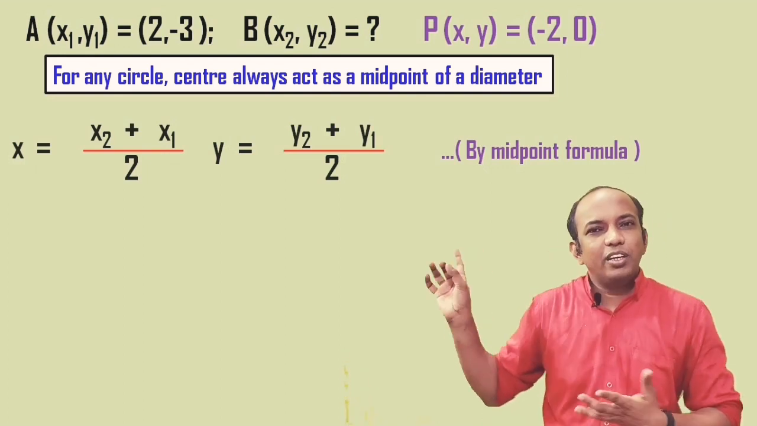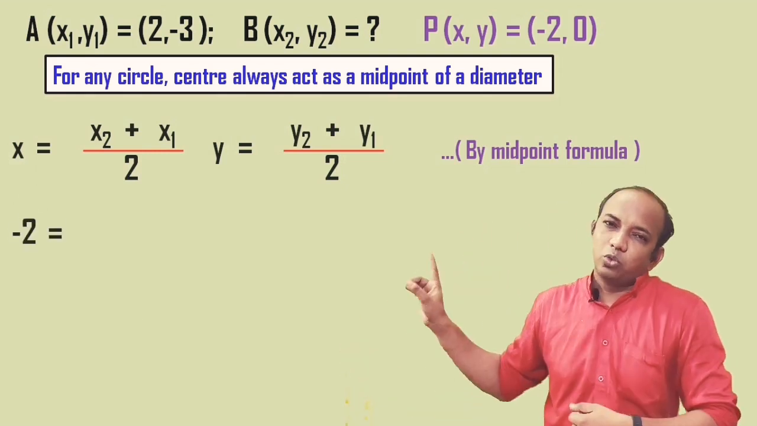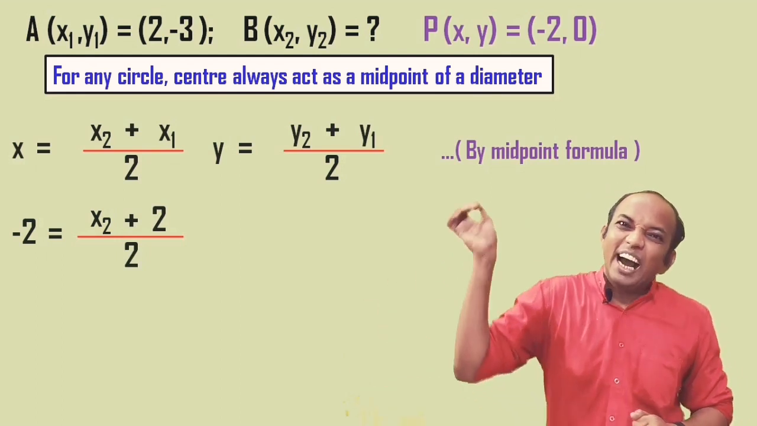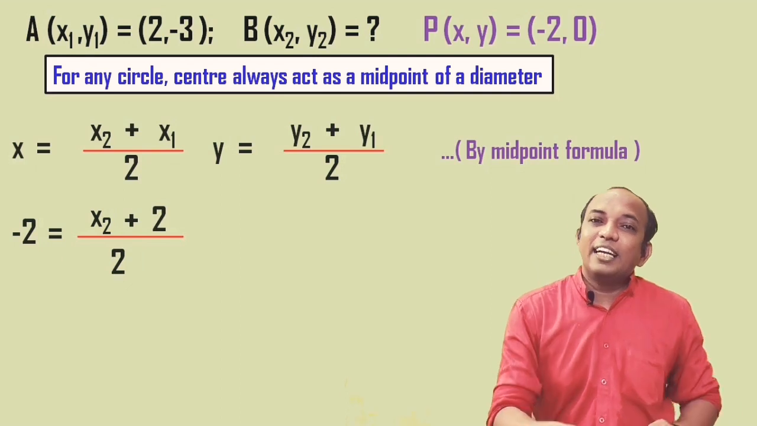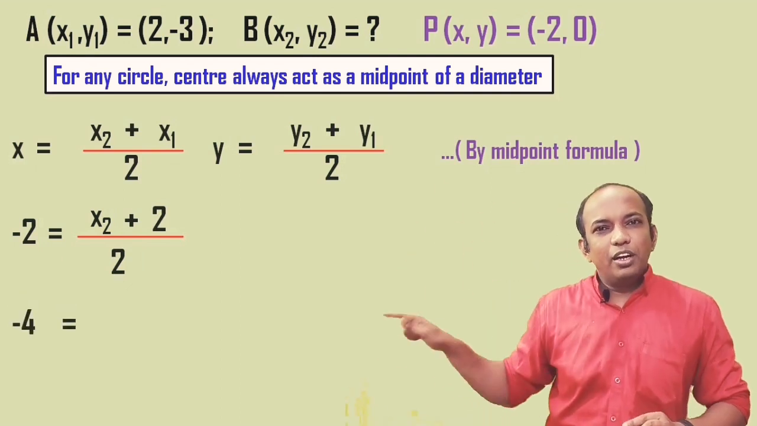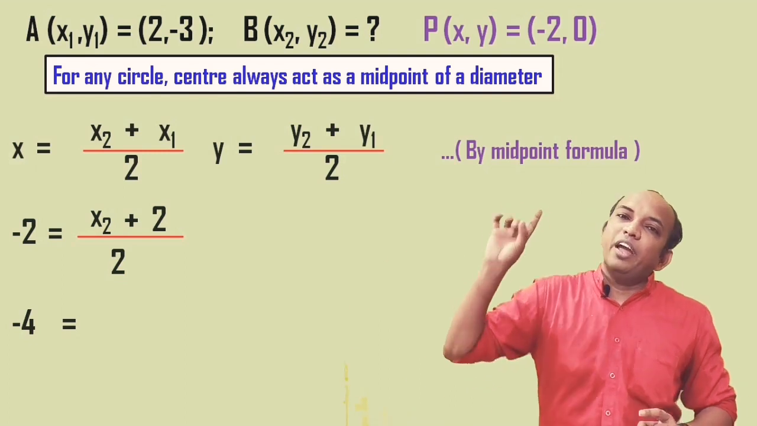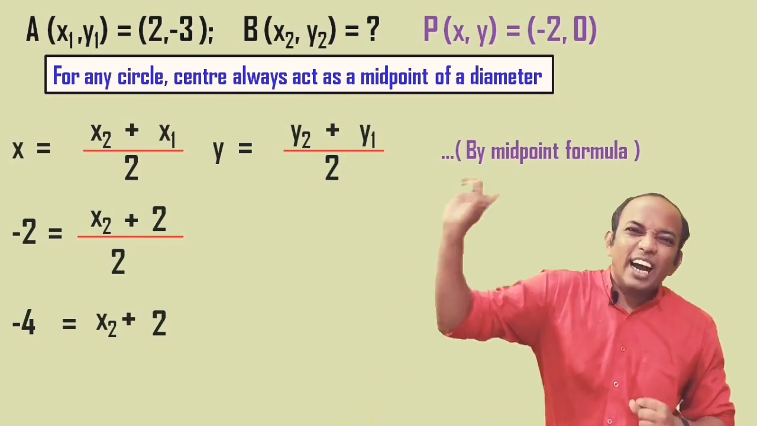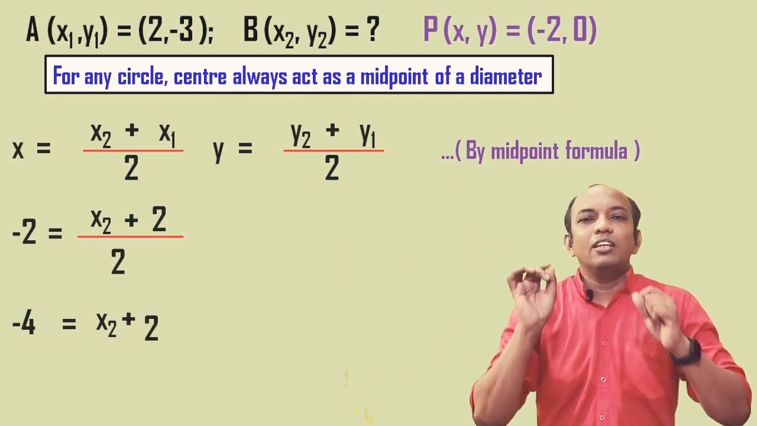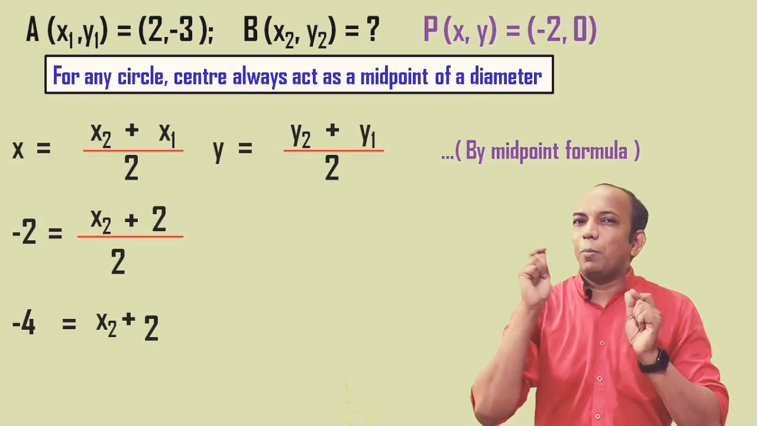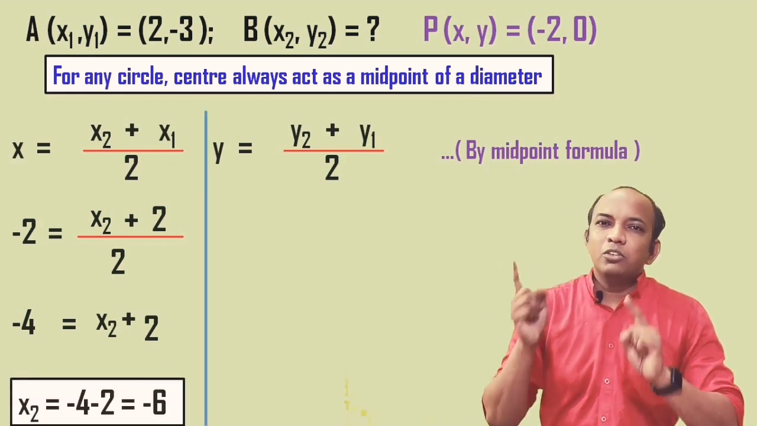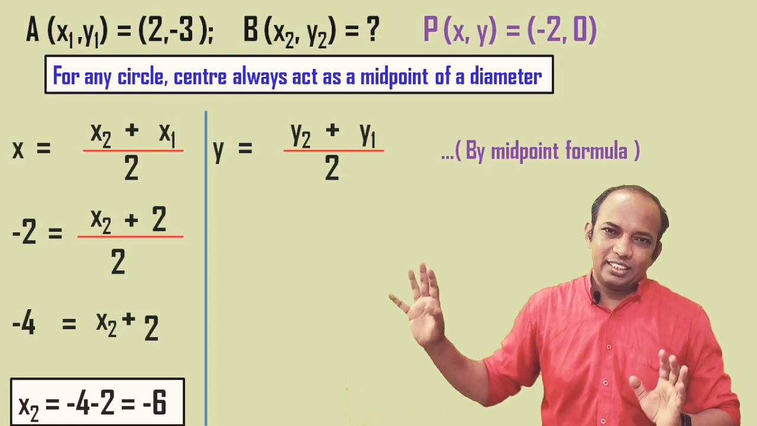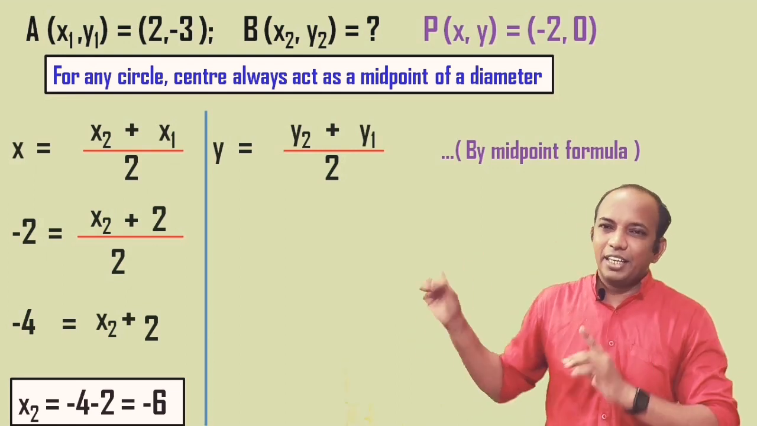The moment you put the value for x, we get negative 2 equals x2 plus 2, the whole upon 2. The way we solved in the previous sum, the 2 in the denominator will move to the other side of the equality in multiplication. That results in negative 2 into 2, negative 4. So negative 4 equals x2 plus 2. This time the 2, which is in addition with x2, will move to the other side of the equality in subtraction. That results in x2 equals minus 4 minus 2. After utilizing the rules of integers, we get x2 equal to negative 6. So the first coordinate of B is with us, that is negative 6.